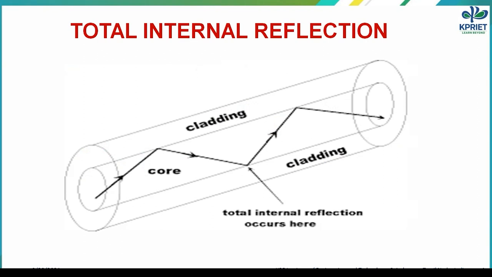Next slide is the principle behind fiber optic communication, that is total internal reflection. So in this figure, the light ray which strikes the core cladding interface will be reflected back inside the same medium, that is core medium. This process is called total internal reflection, that is the light will not enter into the cladding medium, it will be reflected back inside the core medium itself. So this is the basic principle behind fiber optic communication.